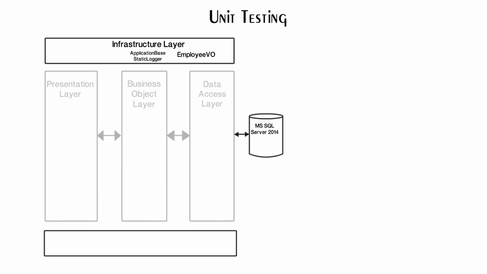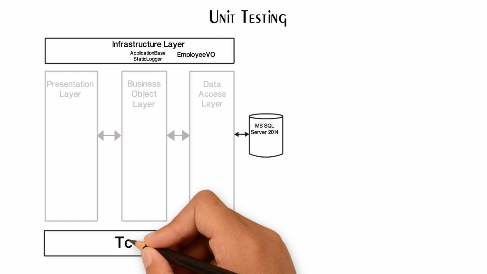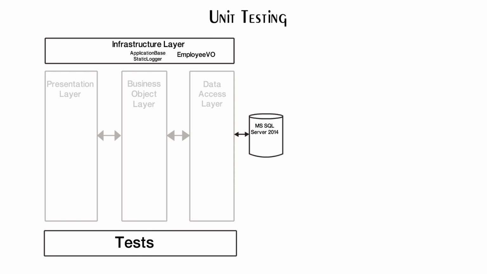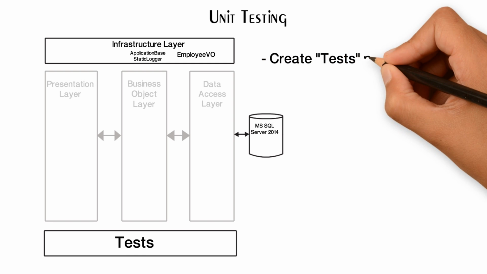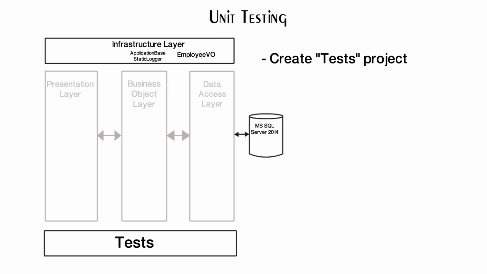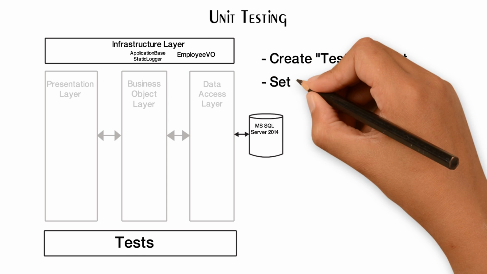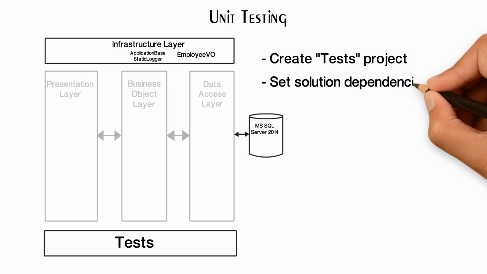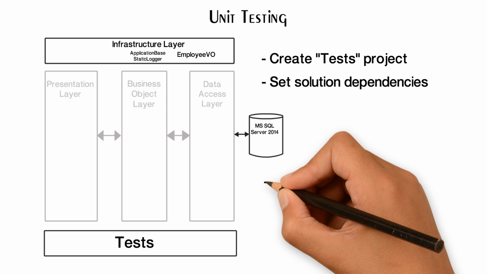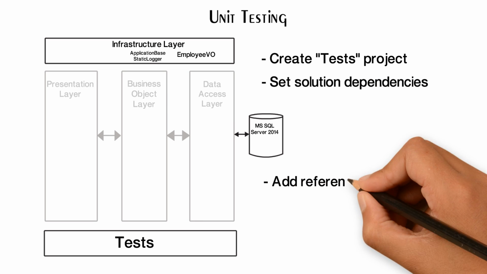I'm going to talk about unit testing with complex projects. First thing we're going to do is create a new project called tests. To do that, we need to right-click on the solution, add the tests project, and then once we do that, we need to go set solution dependencies. That tells the project to build all the other layers first before we do testing.